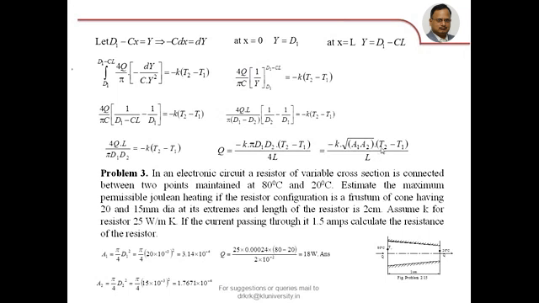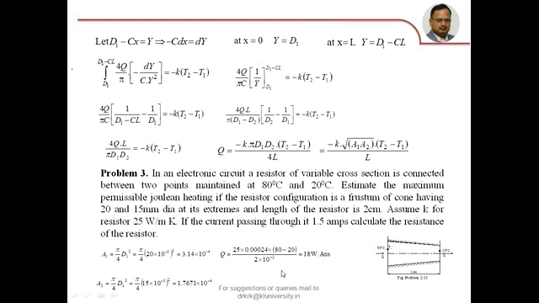Now Q equals k root A1 A2 into T1 minus T2 by L. We substitute it and we will get the answer as 18 watts. The length of the resistor is given as 2 centimeters, that is in the direction of heat flow. So L is 2 into 10 power minus 2. So you will get the answer Q equal to 18 watts.